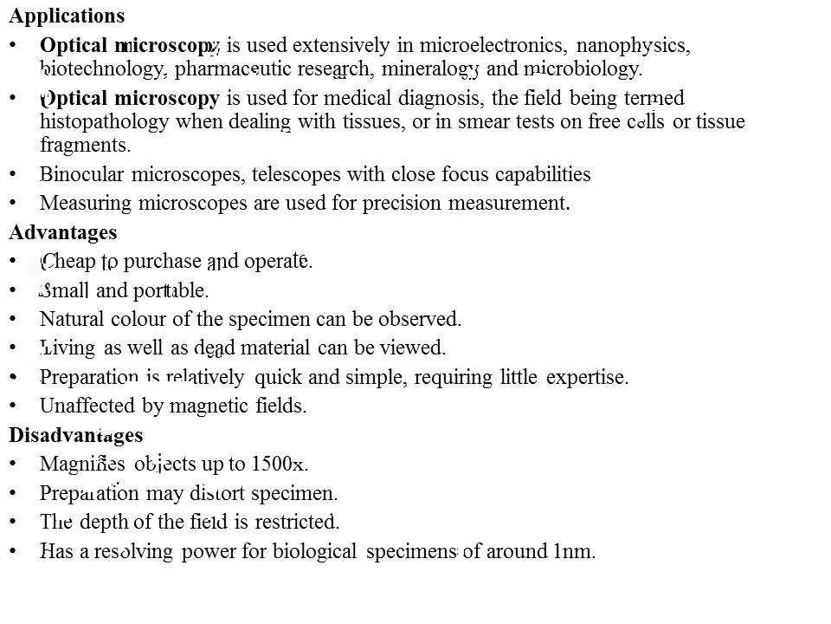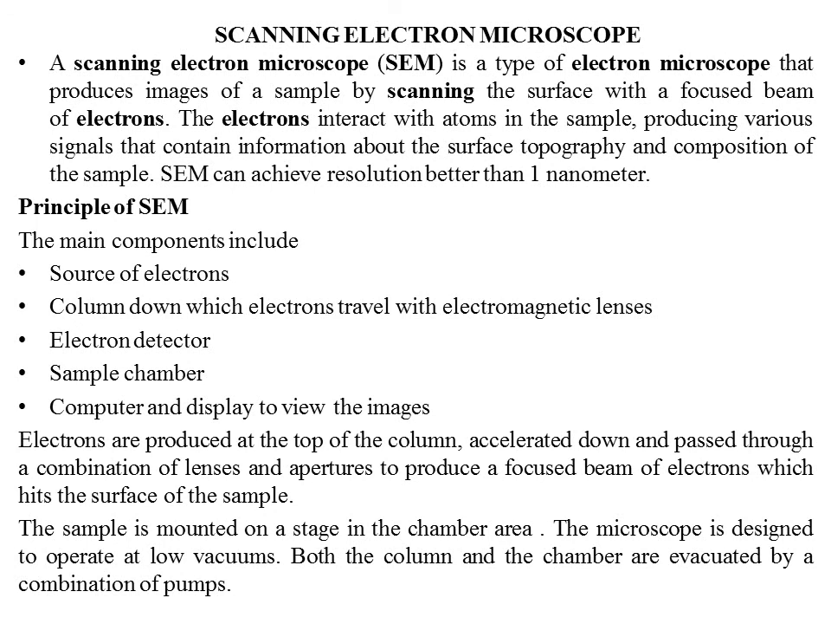The second one is a scanning electron microscope. The advanced version of an optical microscope is called a scanning electron microscope, also abbreviated as SEM. It is a type of electron microscope that produces an image of a sample by scanning the surface with a focused beam of electrons. In case of SEM, we make use of a focused beam of electrons to scan the surface of an object. So that's why it is also called an electron microscope.